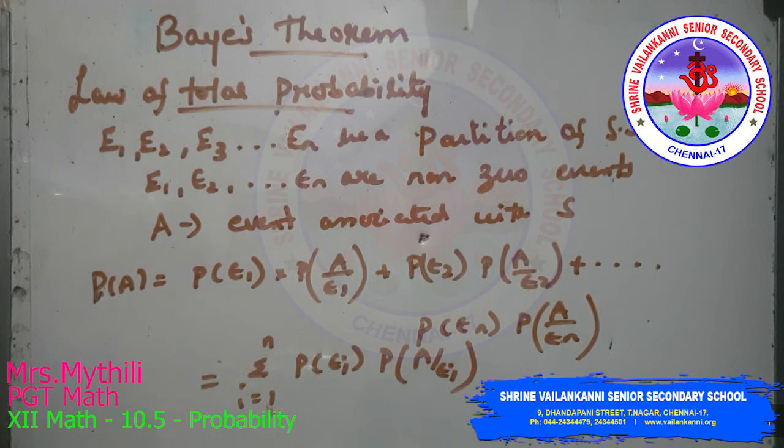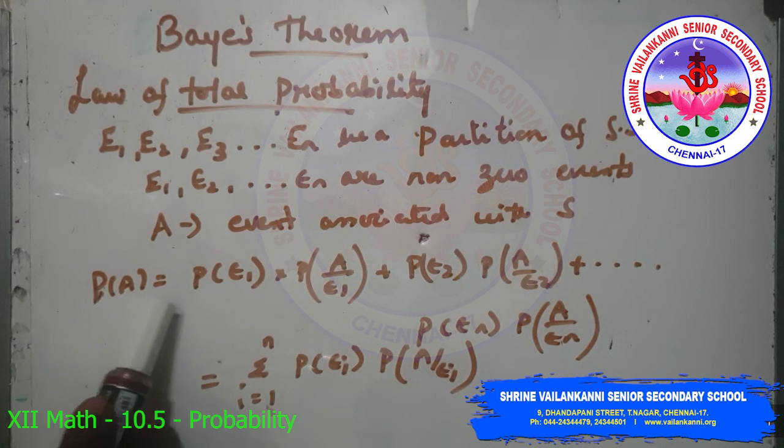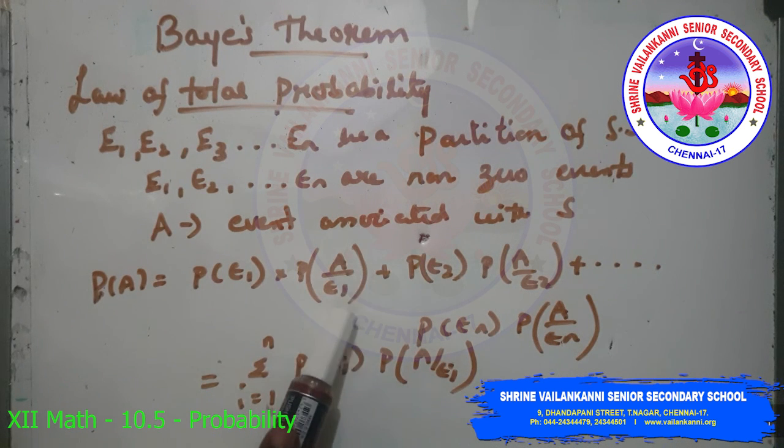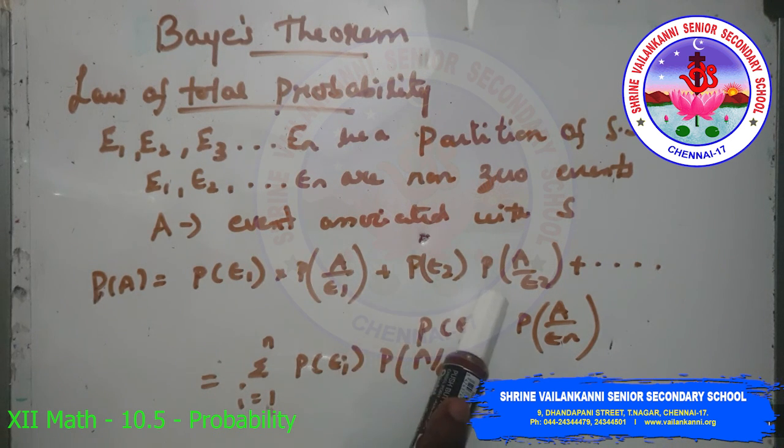So now we are going to see the law of total probability. Let E1, E2, E3, etc., En be a partition of the sample space S, and all events E1, E2, etc., En are non-zero events. Let A be any event associated with S, then P(A) = P(E1) P(A|E1) + P(E2) P(A|E2) + etc. + P(En) P(A|En), which is equal to the sum from i equal to 1 to n of P(Ei) P(A|Ei). This is the law of total probability.